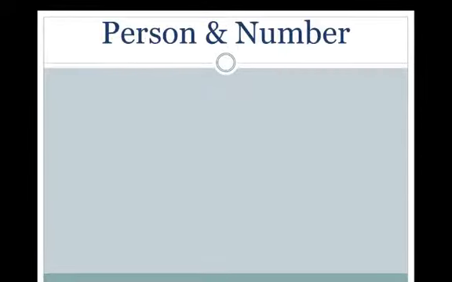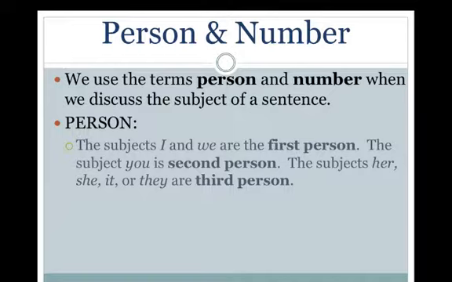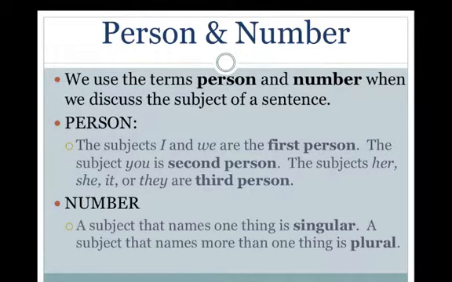We use the terms person and number when we discuss the subject of a sentence. For example, person. The subjects I and we are the first person, the subject you is second person, and the subjects he, she, it, or they are third person. And number. A subject that names one thing is singular, and a subject that names more than one thing is plural.